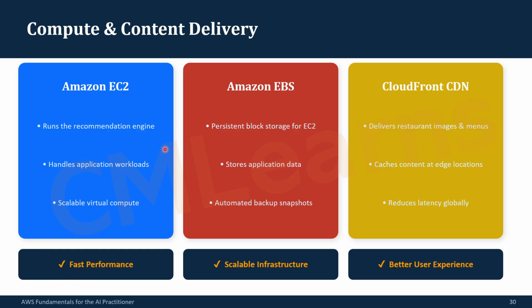And what is EBS? Amazon EBS is persistent block storage, Elastic Block Store, for EC2. It stores application data and automated backup snapshots, and it is scalable infrastructure.